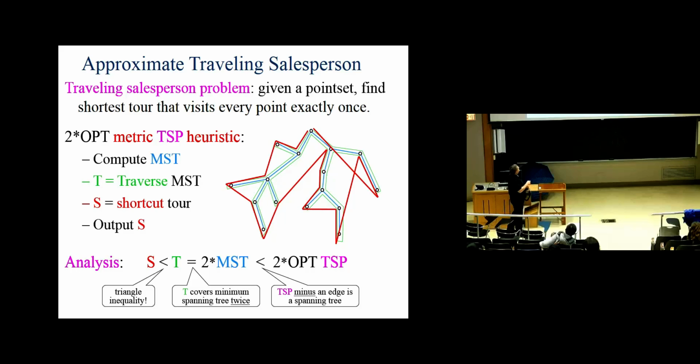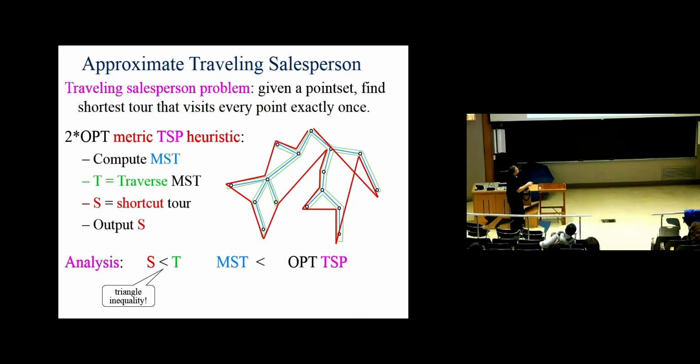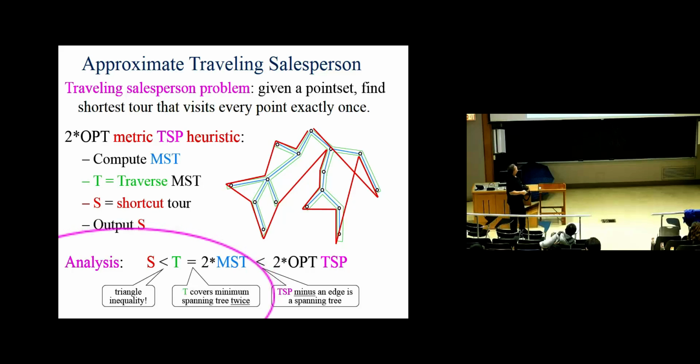So the red tour that we output is less than the green tour, which is equal to twice the minimum spanning tree. This traversal in green is twice the traversal of the MST, because every edge in blue is covered twice in the green tour. But we already saw that the MST is less than the optimal TSP, because you could just remove one edge from a TSP, and you won't be any better off than the minimum spanning tree, because that's the best tree, and the traveling salesman tour minus an edge is just a tree, not the best tree. So there you have everything combined, and so the tour in red is no worse than twice the optimal TSP tour. How many see the proof now? That's the end of the proof.